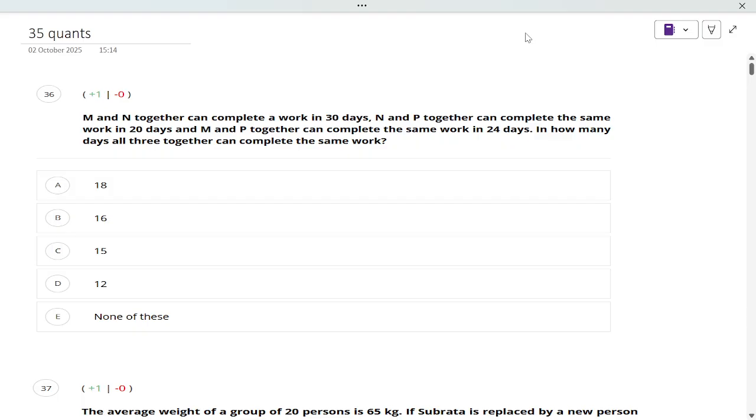I brought 35 quants questions. So today we will be dealing with numbers. So there's no reasoning question here. Okay, now the first question.